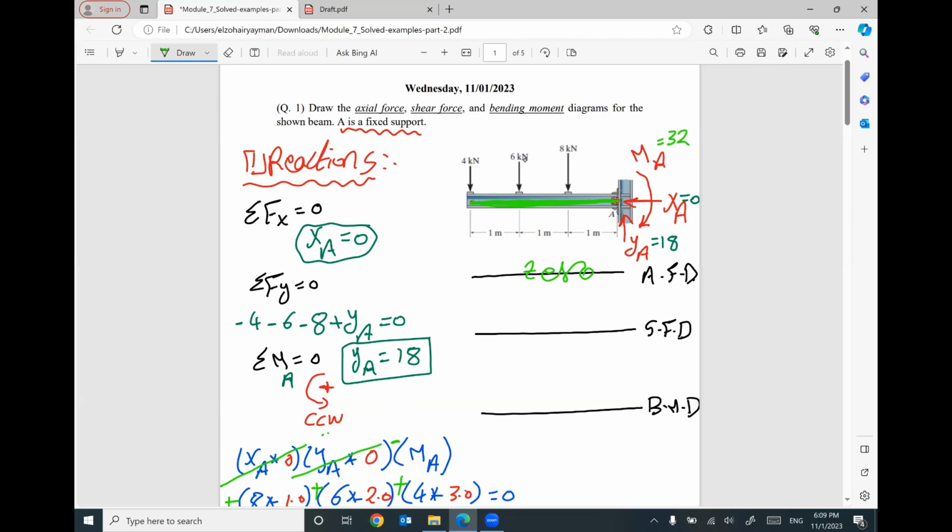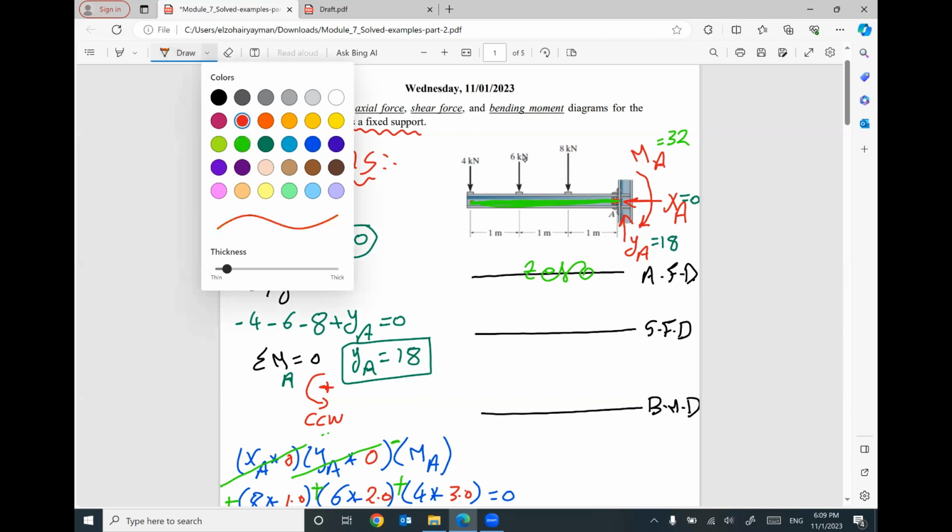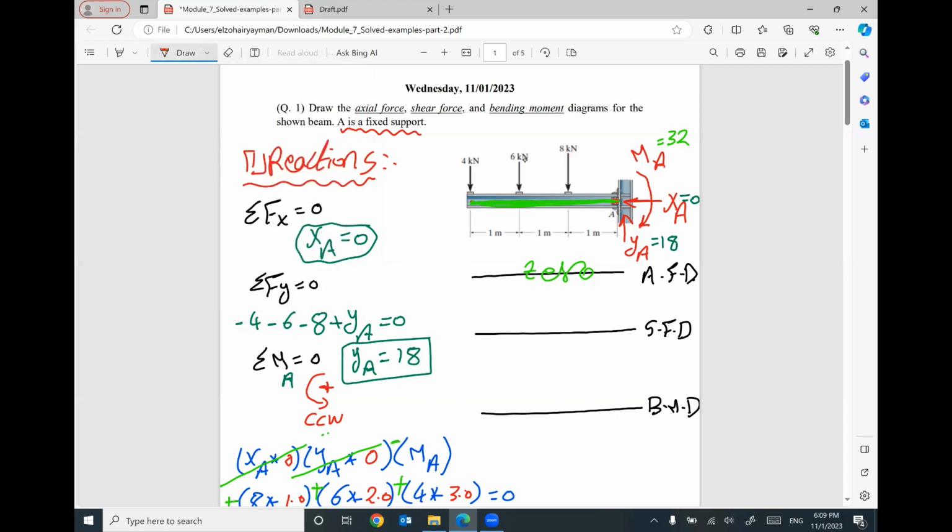We don't have a diagram. For the shear force diagram, I will play the game. I will move up if the force is going up. I will move down if the force is going down, but I have to start from the left. Here is your left side. So I will start from this end. At this end, I have a vertical force of 4 kilonewton going down. So I will go down 4. Then I will move forward.